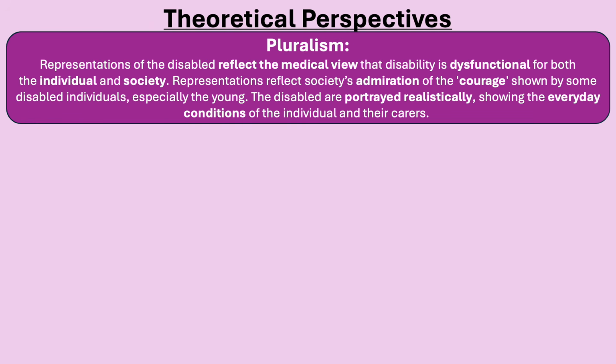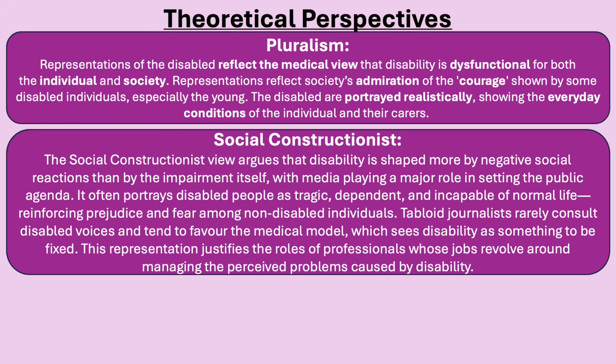So, what would different theorists say about this? Well, pluralists say that representations of the disabled reflect the medical view, that disability is dysfunctional for both the individual and society. Representations reflect society's admiration of the courage shown by some disabled individuals, especially the young. Disabled people are portrayed realistically, showing the everyday conditions of the individuals and their carers. The social construction view argues that disability is shaped by more negative social reactions than by impairment itself, with media playing a major role in setting the public agenda.